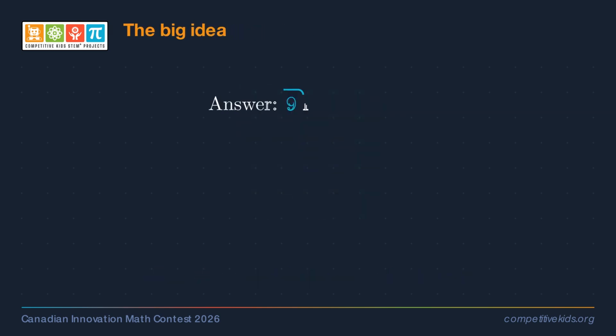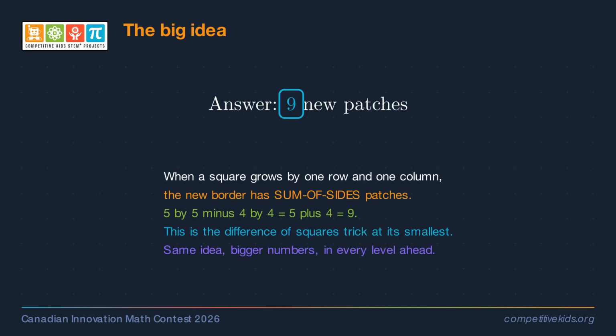The answer is 9. When a square grows by 1 row and 1 column, the new border has sum of sides patches. 5x5 minus 4x4 equals 5 plus 4 equals 9. This is the difference of squares trick in its smallest form.